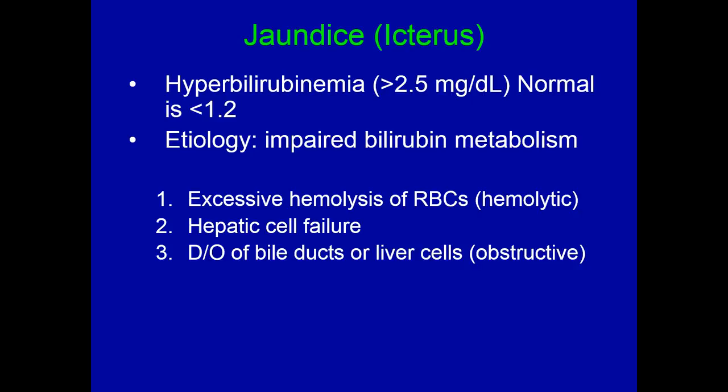Some typical reasons, one unrelated to the liver itself but important for you to be aware of, is excessive hemolysis of red blood cells, or hemolytic anemia. This is a situation that takes place when, for some reason, red blood cells are being broken down very quickly. Does anyone know any situation where that might take place?